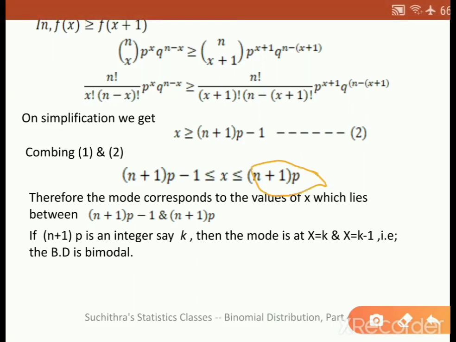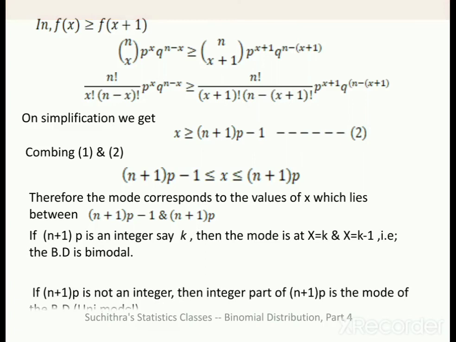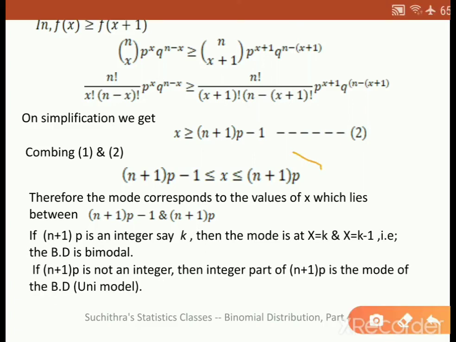If (n+1) into p is an integer, say k, then the mode is at x equal to k and at x equal to k - 1, that is, the binomial distribution is bimodal. If (n+1) into p is not an integer, then the integer part of (n+1) into p is the mode of the binomial distribution, which is a unimodal distribution.